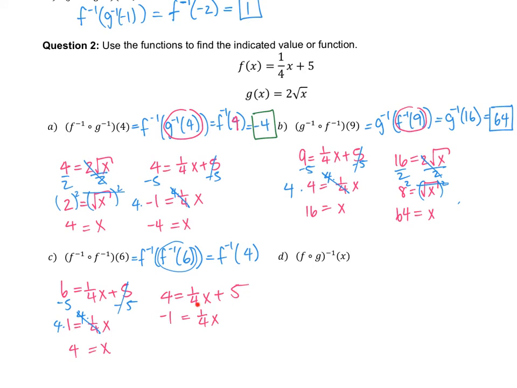So all I did was subtract, bring down. I'm going to multiply by 4 to get rid of this fraction. That would give me x equals negative 4. And so this here is my final answer. The inverse of f of 4 is negative 4.